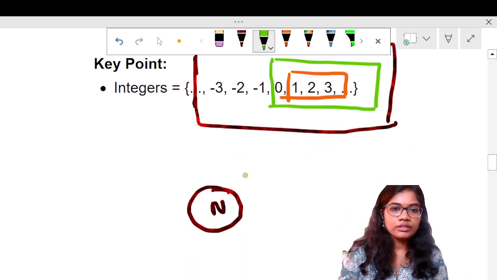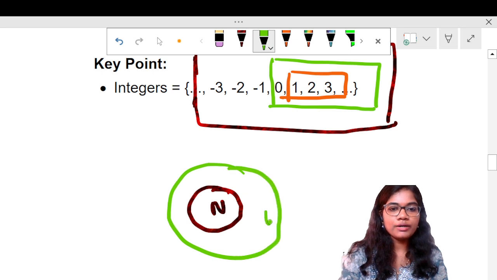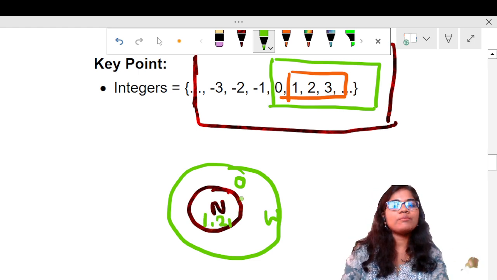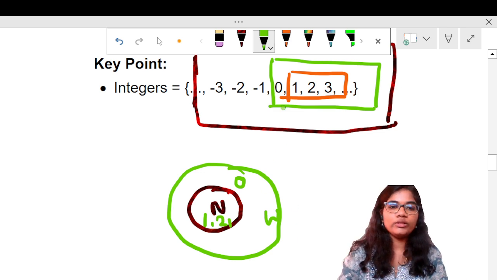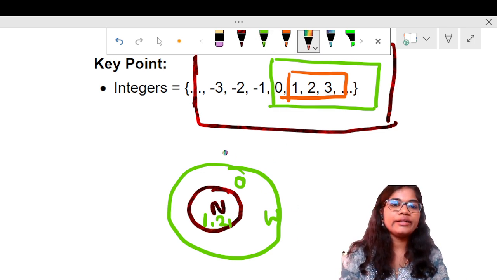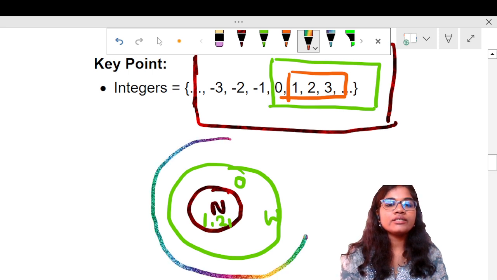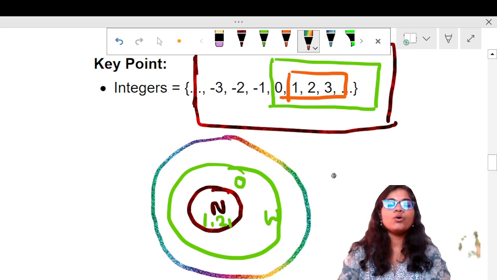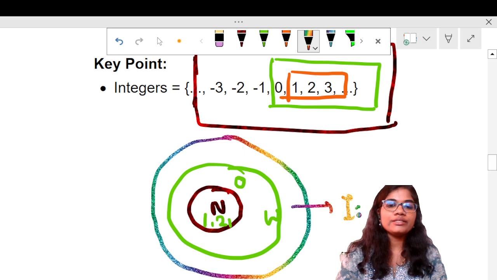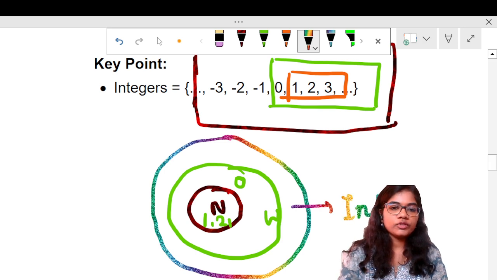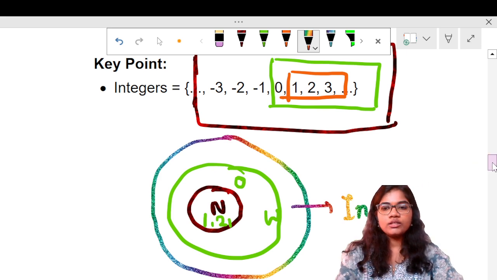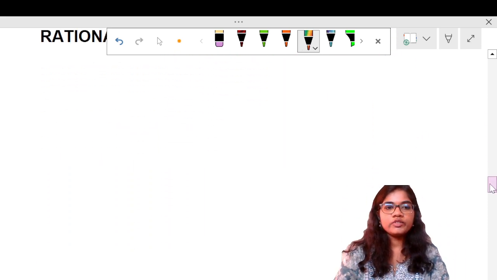Okay. These are my whole numbers, which includes 0. And the natural numbers start with 1, 2, 3, 4. When I add 0 to that, I get the whole numbers. And when I add negative integers to this, I get a whole new set of numbers, that is integers. Understood? Okay. Moving to the next.